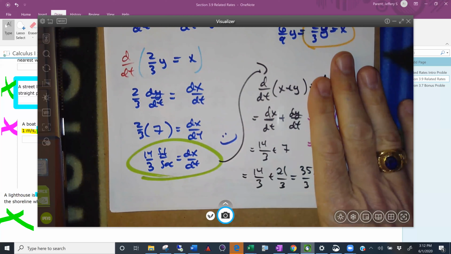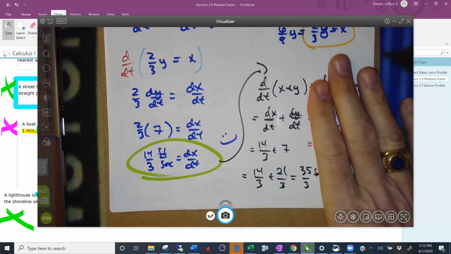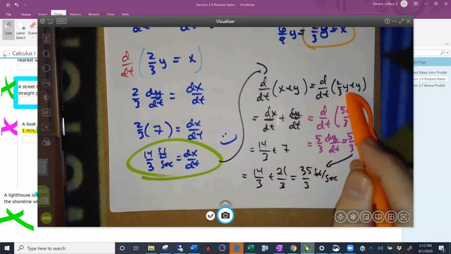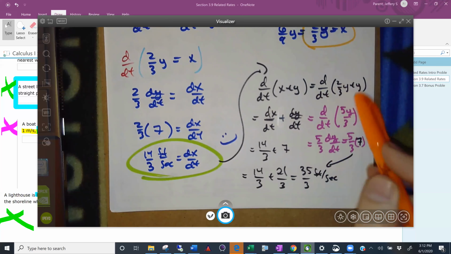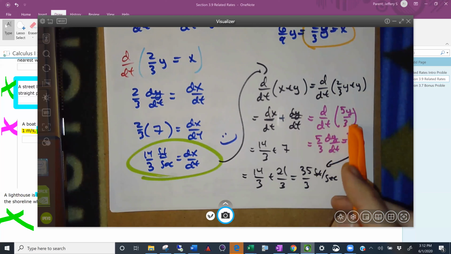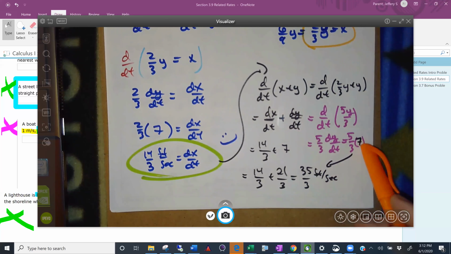then that's how these things are changing: 35/3 feet per second. On the other hand, if you say, well, x is really 2/3 y, 1 plus 2/3, or 1 2/3, can be written as 5/3. If I differentiate that with respect to t, then it's going to be 5/3 times dy/dt. Since dy/dt was given as 7, 7 times 5/3 is 35/3. So either way, 35/3 should be your correct answer.